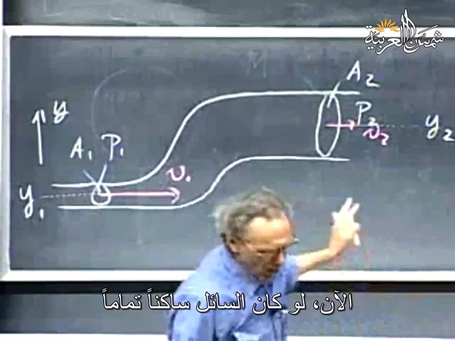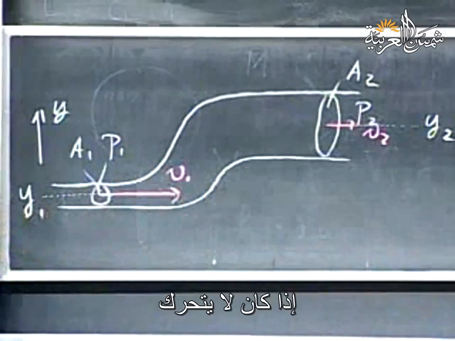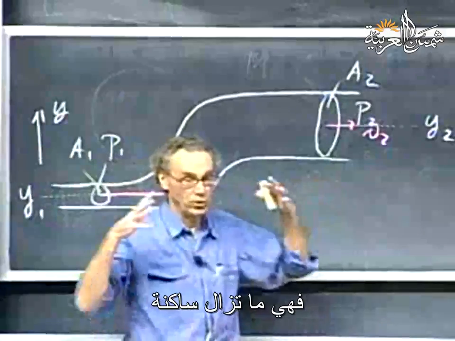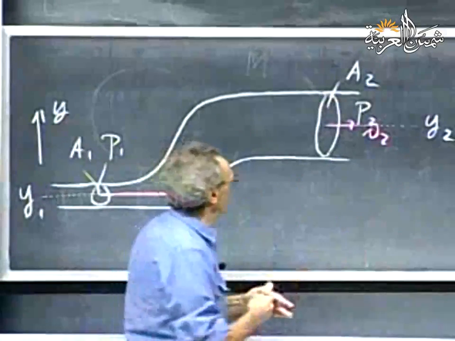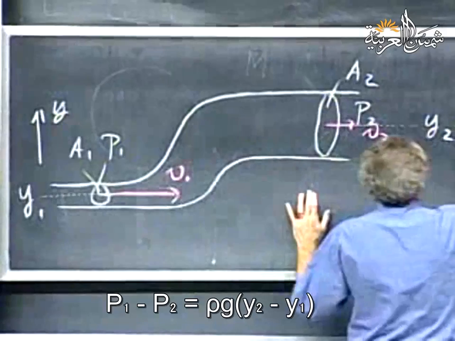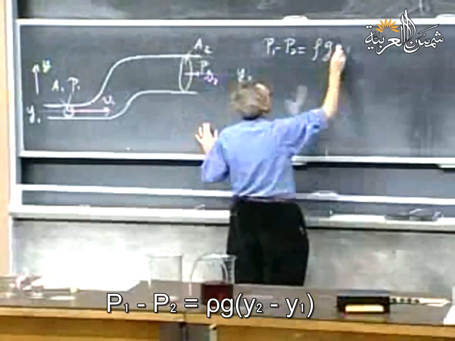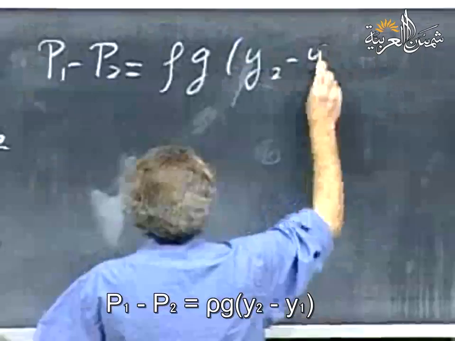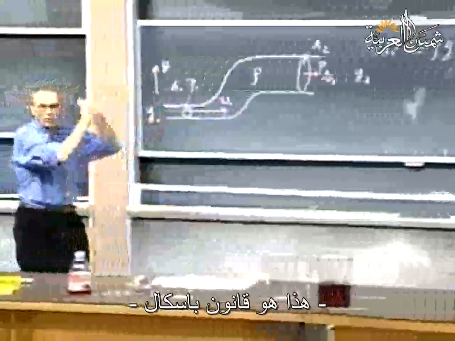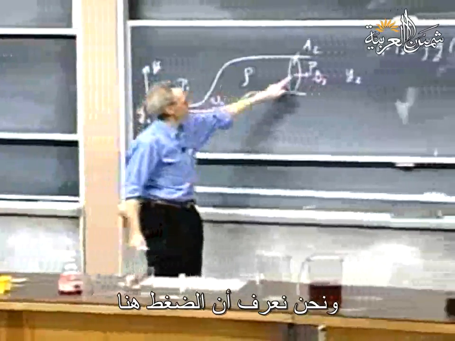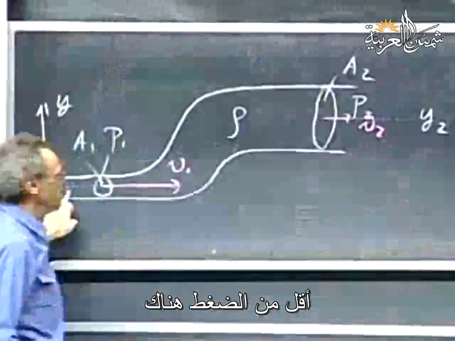Now if this fluid were completely static, if it were not moving, so forget about the V1 and forget about the V2. It's just sitting still. Then P1 minus P2 would be rho g times (Y2 minus Y1), if rho is the density of the fluid. That's Pascal's law. So we'd just be sitting still, and we know that the pressure here would be lower than the pressure there.